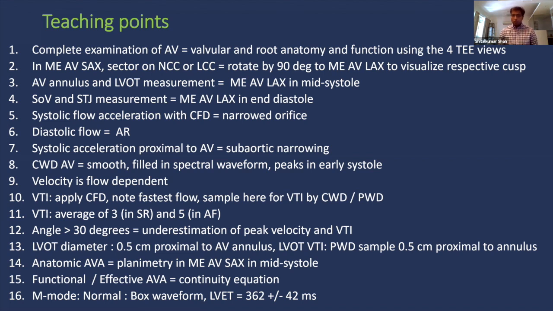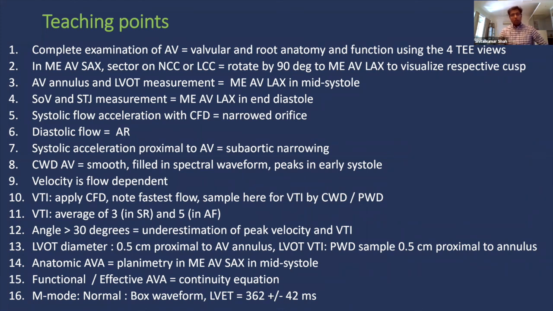If there is a systolic flow acceleration with a color flow Doppler, think about narrowed orifice. If there is a diastolic flow, think about aortic regurgitation. And if there is a systolic acceleration proximal to the aortic valve, think about subaortic narrowing and channel your energy into this to look into more of a mechanism and then management.